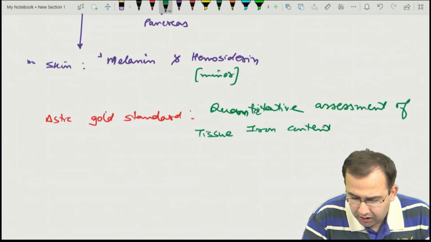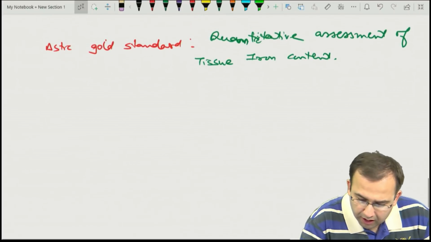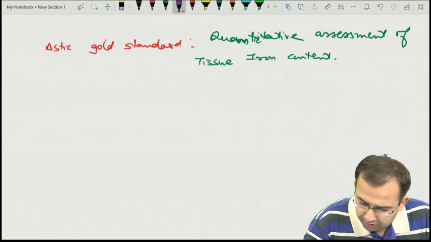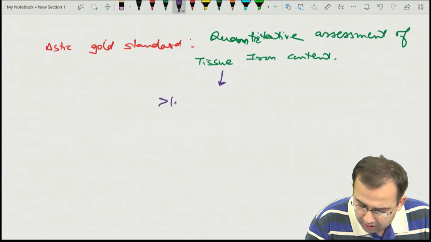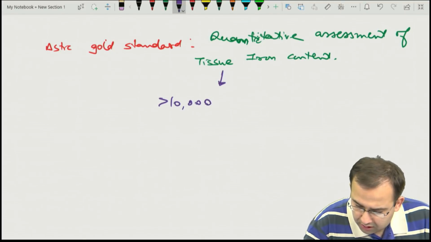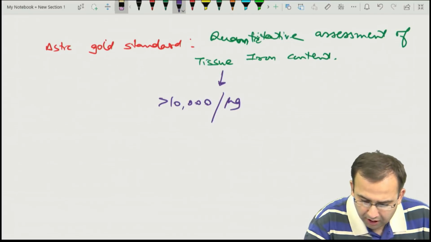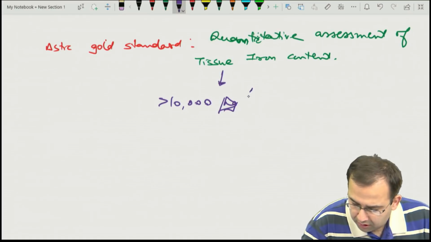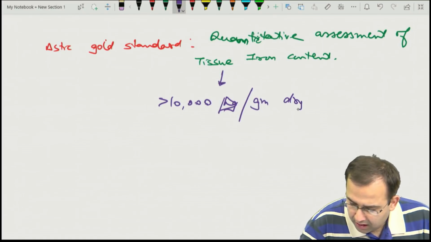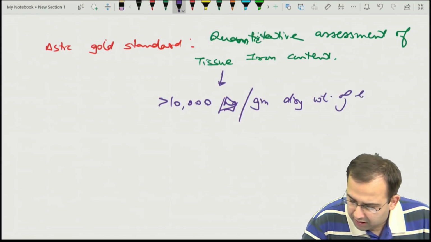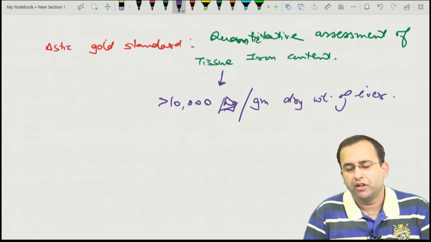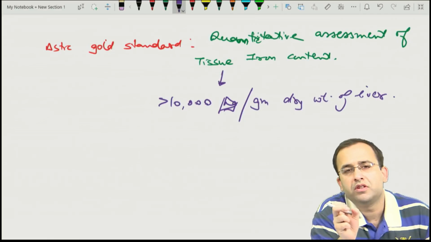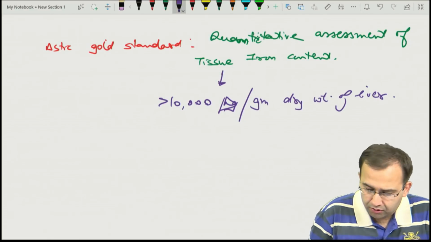Next point, if the tissue iron content in the liver is more than 10,000 microgram per gram dry weight of liver, it is suggestive of hemochromatosis. So the diagnostic gold standard is quantitative assessment of tissue iron content.